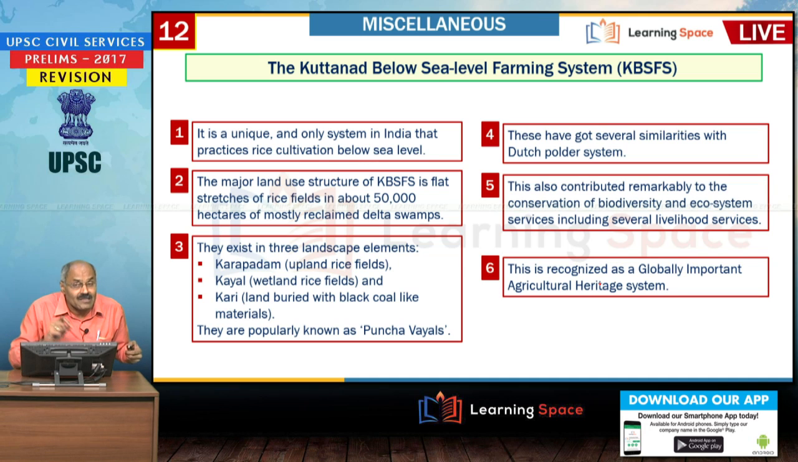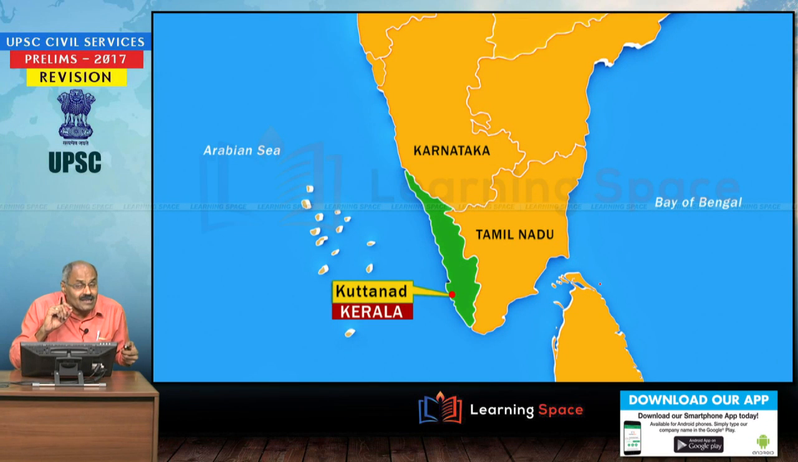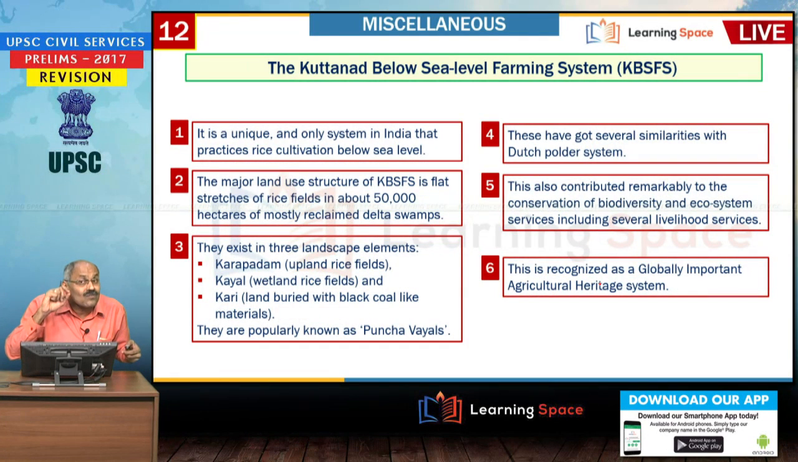Kuttanad Below Sea Level Farming System. This is very important. This Kuttanad region is near Alappuzha district, or you can say it spreads across around 2 districts or so, and Alappuzha or Alleppey, that is the famous Kuttanad region, and it is famous for farming of rice below sea level, and it is the unique and only system in India that practices rice cultivation below sea level.